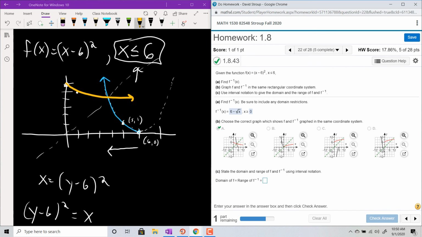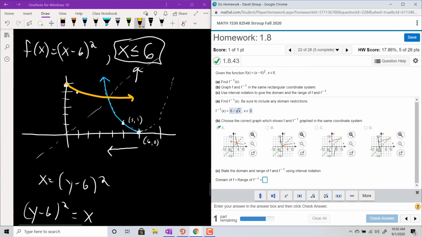Use interval notation to give the domain and the range. Well, the domain is given, so that's easy enough. It's just 6 to infinity. So, or negative infinity to 6, sorry. So it's negative infinity, there's a button for it, to 6 with a close bracket.